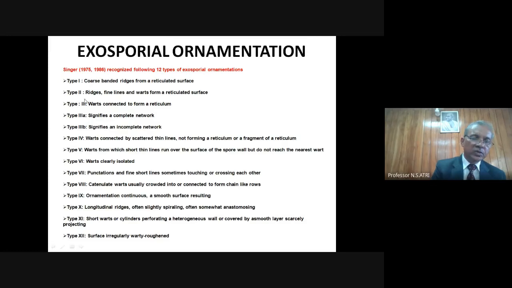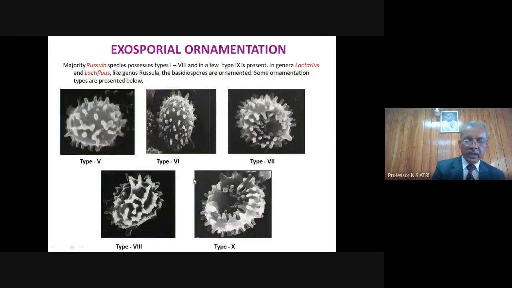So these have to be looked into, and accordingly you have to classify the ornamentation as per the details. They are available in the monograph of Singer. So I have given you a few of them. Type ornamentation type 5, you can see the blunt warts, some of them joined with connections here and there. Here you have blunt warts, and there is hardly any connection from wart to wart. They are free from one another.